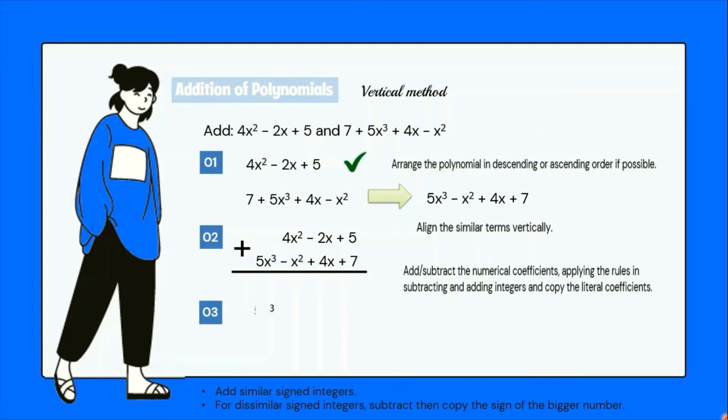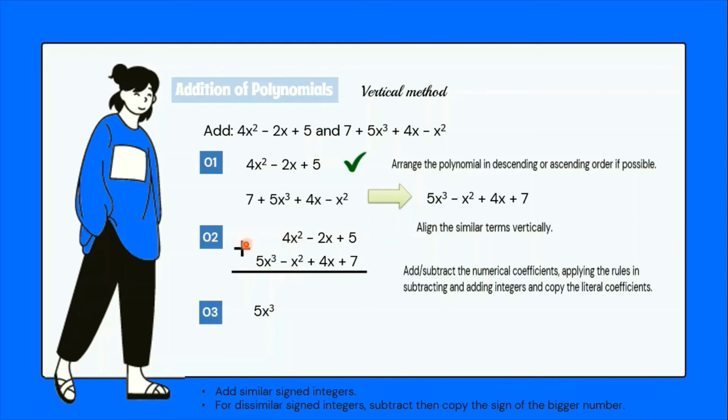Add them together. Drop down lang natin yung 5x cubed dahil wala naman tayong i-add sa kanya. Next, 4x squared plus negative x squared. Our general rule for addition and subtraction of polynomials, ang ina-add or subtract lang natin talaga ay ang numerical coefficients. We just copy the literal coefficients. Dito sa 4x squared, ang numerical coefficient ay positive 4. Dito naman sa negative x squared, ang kanyang numerical coefficient ay negative 1, invisible 1.